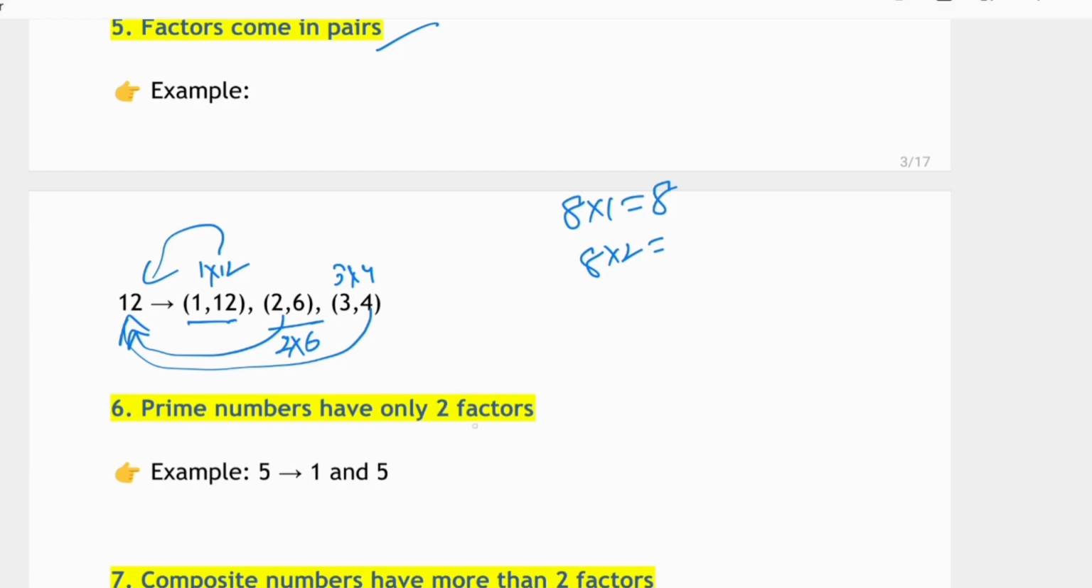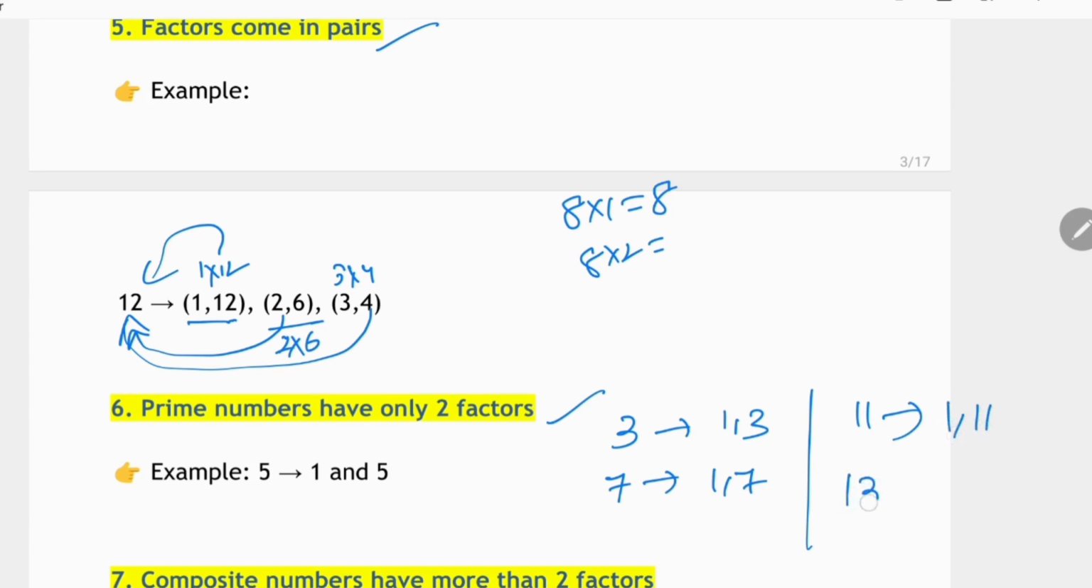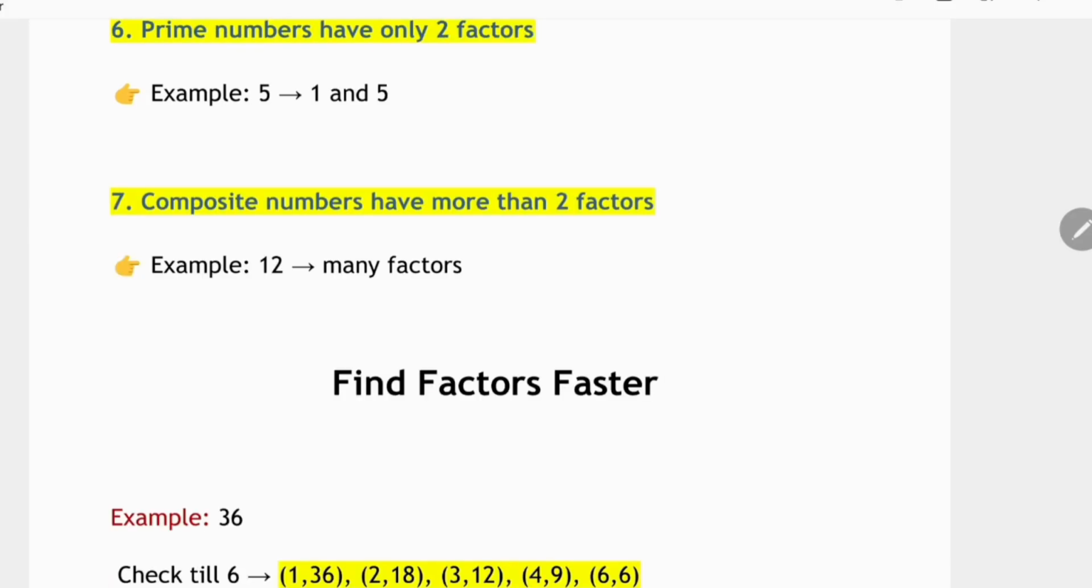And the next one, prime numbers have only 2 factors. For example, the factors of 3: 1, 3. The factors of 7: 1, 7. The factors of 11: 1, 11. The factors of 13: 1, 13, and so on. Here we observe that all these numbers have only 2 factors, 1 and itself. Therefore, those numbers are called prime numbers.